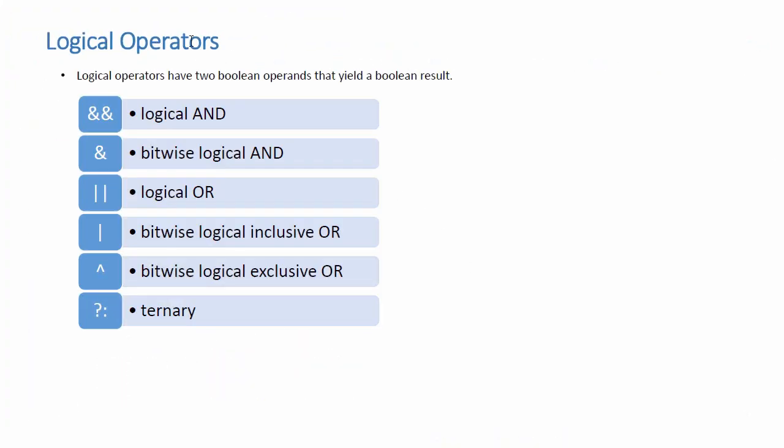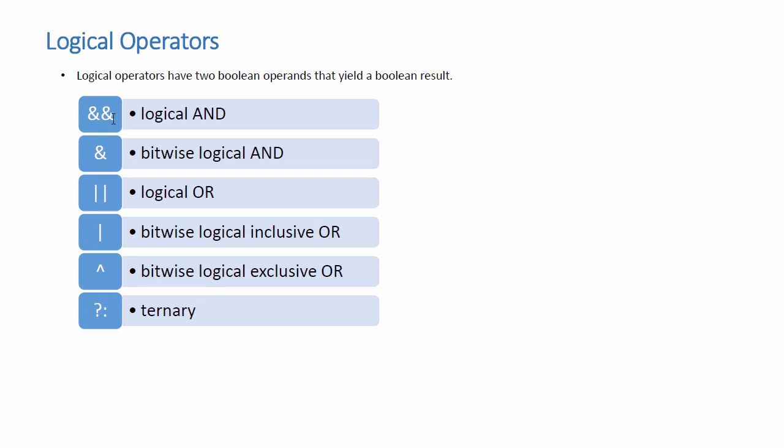Logical operators are also binary operators, which means these work on two operands. Both the operands in this case must yield a Boolean result. We are going to see double ampersand sign, which is known as logical AND, single ampersand, bitwise logical AND, double pipe, logical OR, single pipe, bitwise logical inclusive OR, caret sign or cap sign or hat sign, bitwise logical exclusive OR, and finally ternary operator.